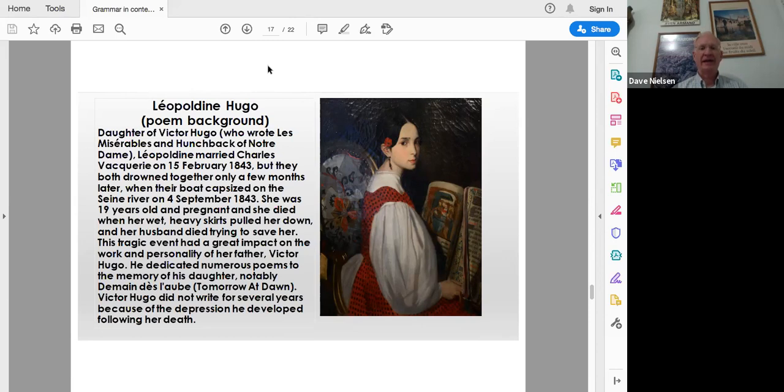So this tragic event had a great impact on the work and personality of her father, Victor Hugo. He dedicated numerous poems to the memory of his daughter, notably one that was called Demain de l'Aube, which is Tomorrow at Dawn. Victor Hugo didn't write for several years because of the depression he developed following her death. So as you present the poem, you give background information on the poem itself and maybe some background events surrounding that particular poem, why that writer wrote the poem, to give them some context for the meaning before they even read it.